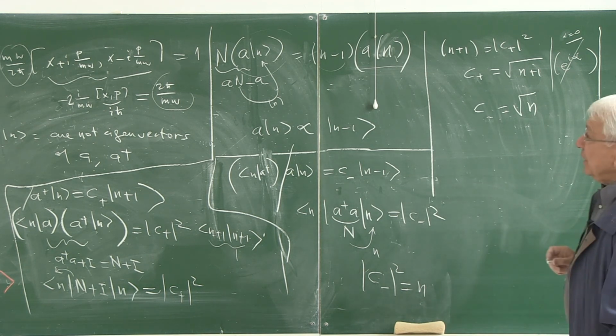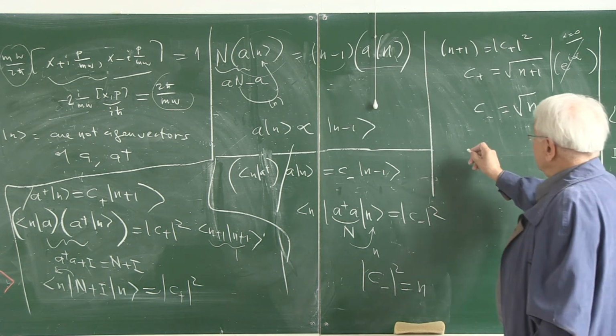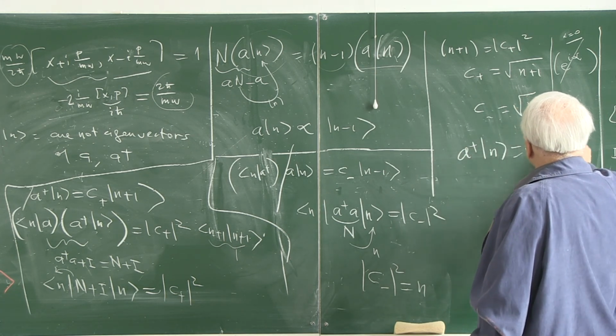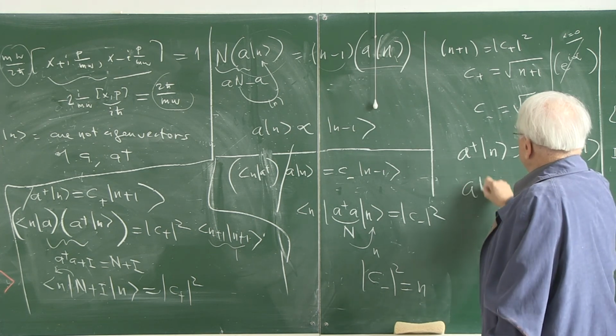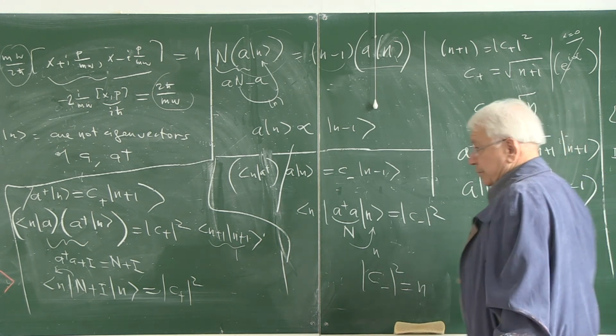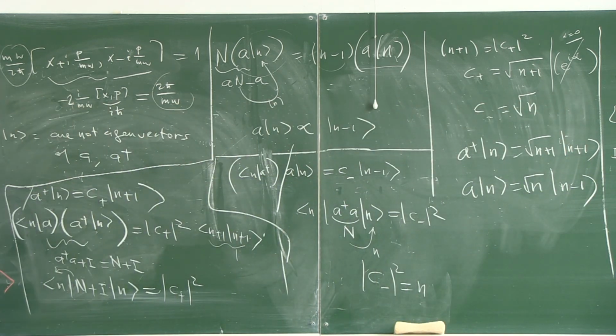So I can finally write those results down, and these are beautiful, important results. A dagger |n> is the square root of n plus 1 times |n plus 1>. A|n> is the square root of n times |n minus 1>. Nice results. That shows that they are indeed the ladder operators, and how they change the values of the n by acting on them. So it is a very good point to stop, to give a break before proceeding.